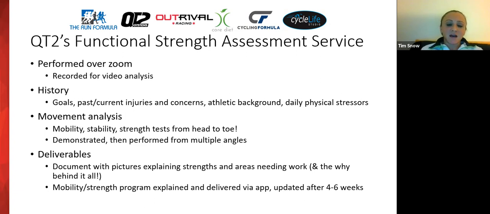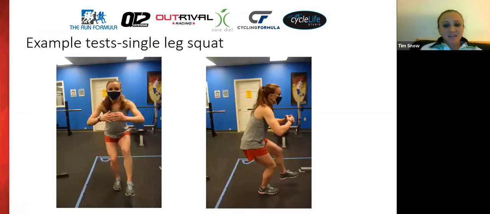Then we go through a movement analysis, looking at various mobility, stability, and strength tests from head to toe. They're demonstrated, and then I have you perform them from multiple angles, so head on and from the side, just to see motions from both angles. The deliverables are a document that pulls some screenshots and explains the results from all these different tests and the areas needing work and why we're concerned about that. And then a mobility and strength program, which is updated after about a month. So, some example tests that are on there.